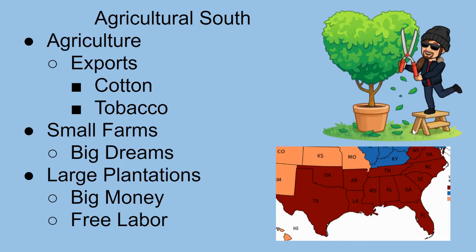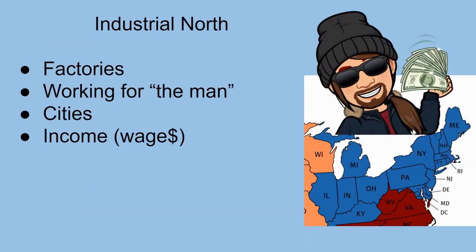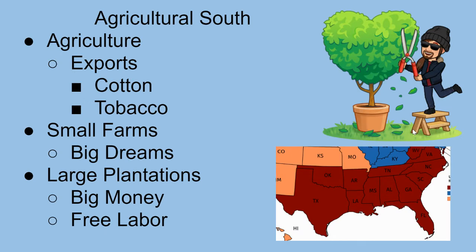In the agricultural South, we can see, zoomed in and pictured here, there's exports of cotton and tobacco, other products that they can grow, because the economy in the South is primarily based on agriculture, farms, growing things. Whereas in the North, it's based on industry, factories, working for the man. This agriculture concept is actually mostly small farms, and those small farmers have big dreams. Those big dreams would be of large plantations where they can make big money and have free labor instead of having to work the land themselves or possibly share a plot of land with their neighbor or someone else. So even though the South is actually mostly small farms, the dream is to go for large plantations, and Southerners as a group do support slavery.